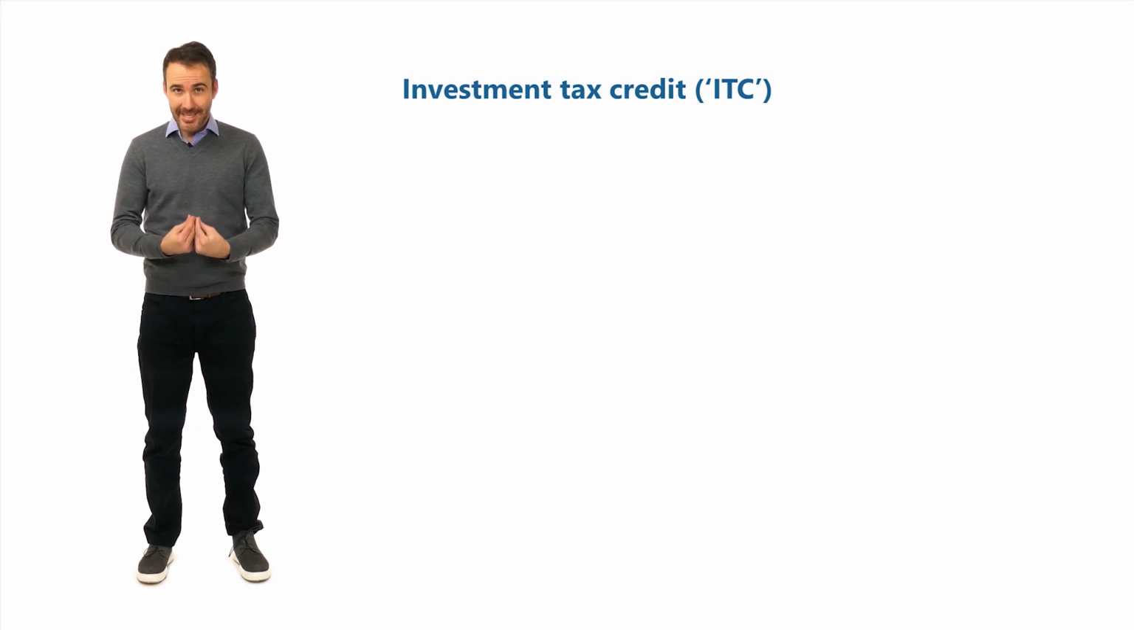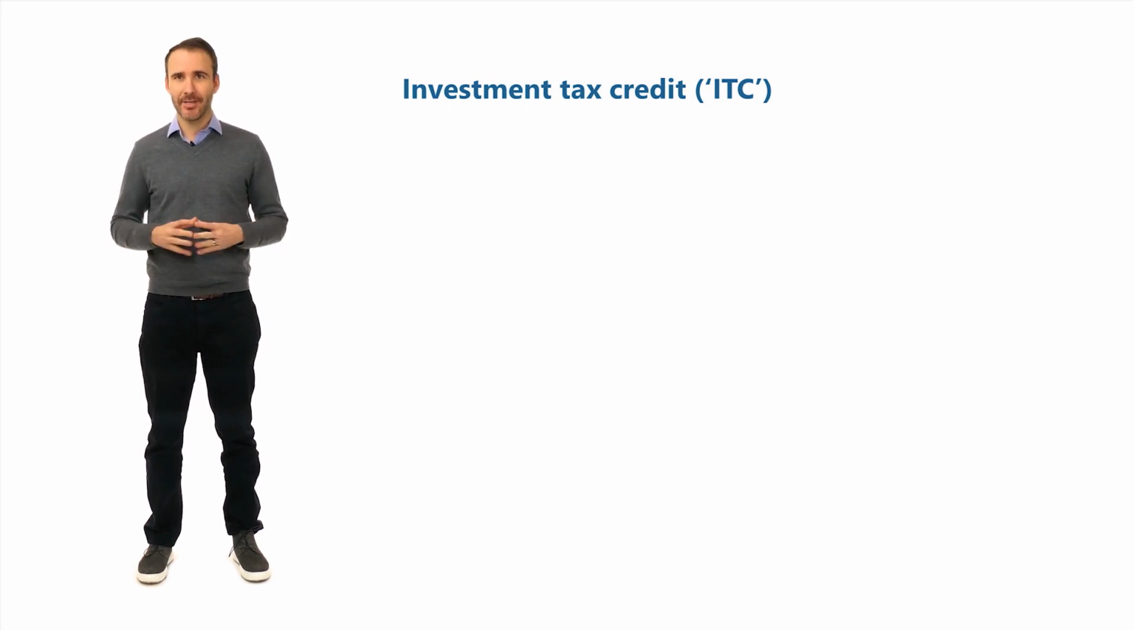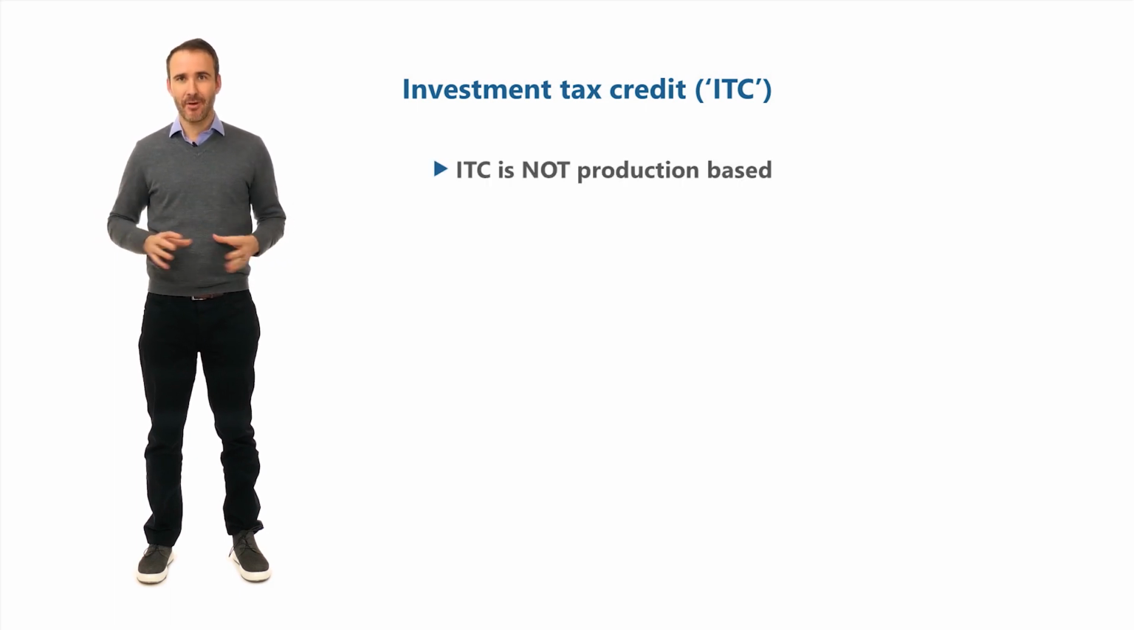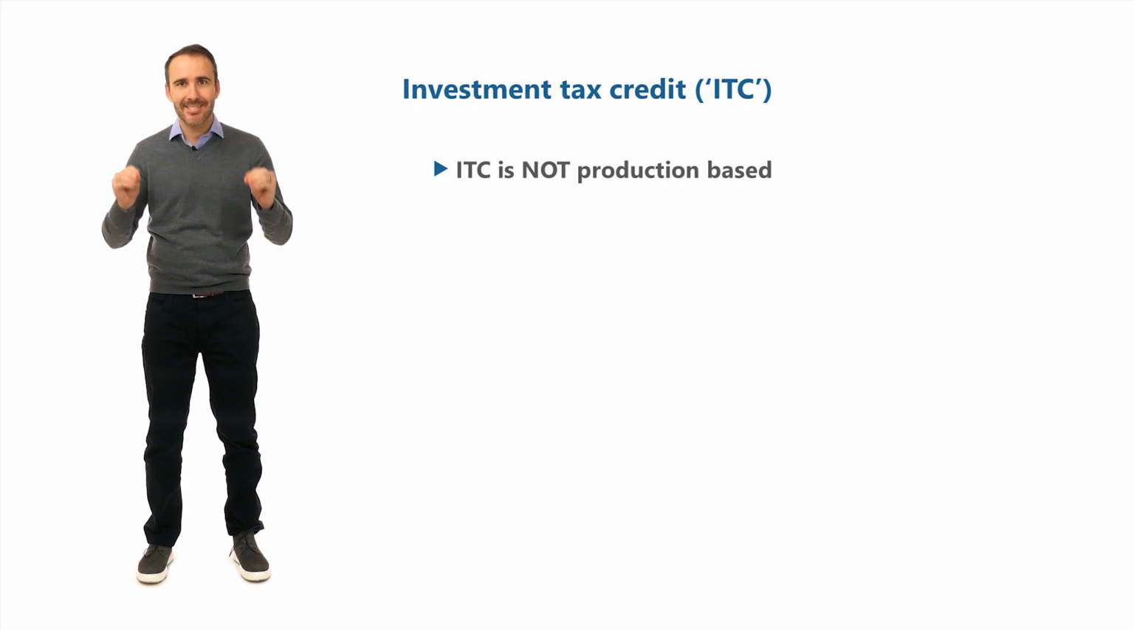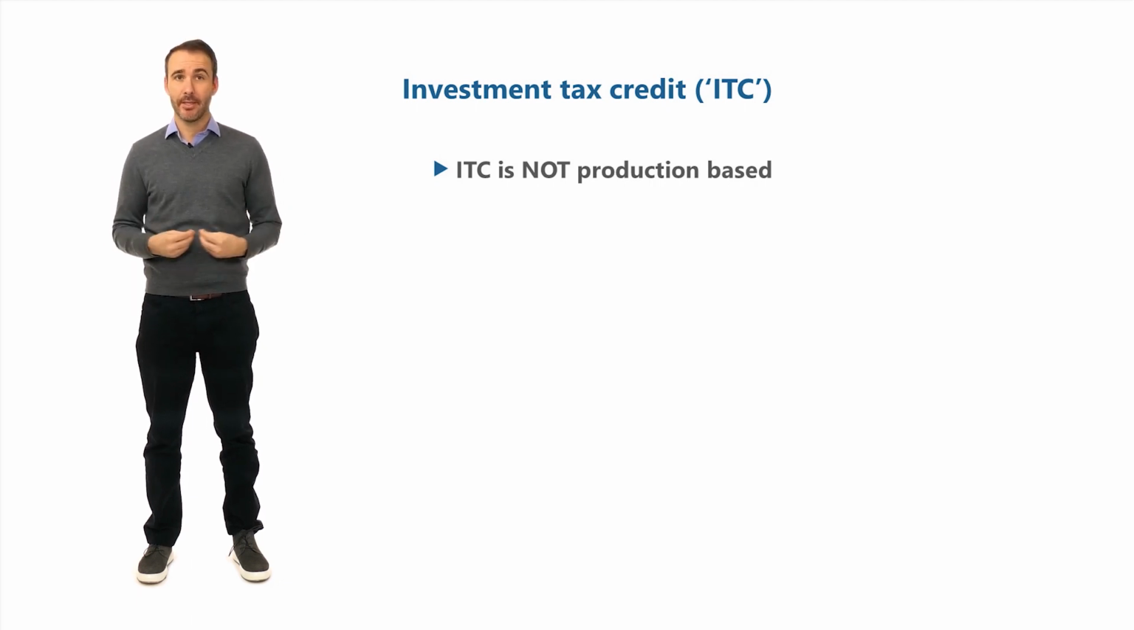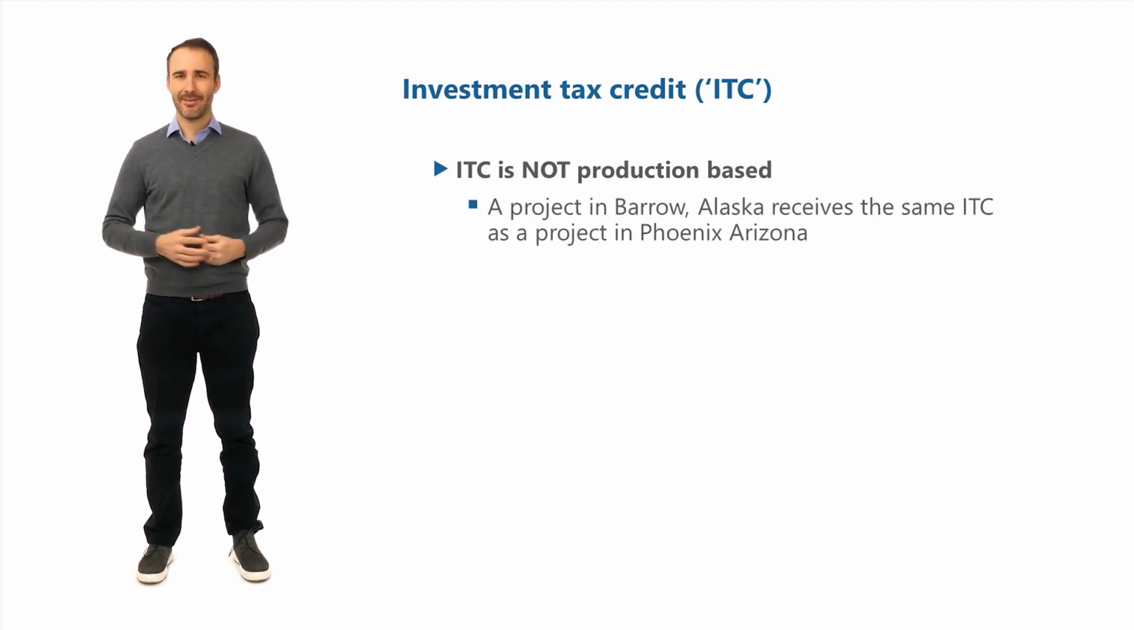An important distinction to the PTC is that the ITC is not a function of how many kilowatt hours you generate. It's just a function of how expensive your project is. So a $100 million solar project built in Barrow, Alaska, which has 2 full months of darkness in winter, is entitled to exactly the same tax credit as a project built in sunny Phoenix, Arizona. Makes you start to wonder what we're really trying to incentivize here.